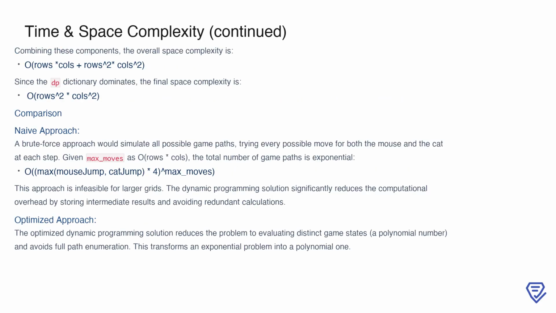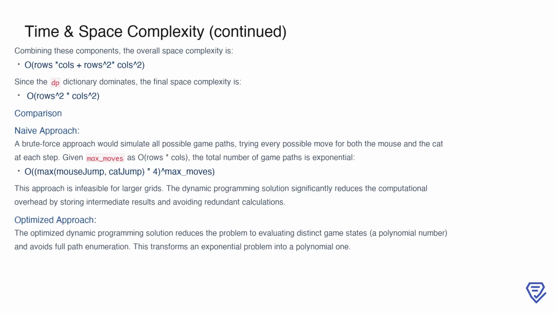When we combine these components, the overall space complexity becomes O(rows * cols + rows^2 * cols^2). Since the space required for the DP dictionary dominates, the final space complexity is O(rows^2 * cols^2).